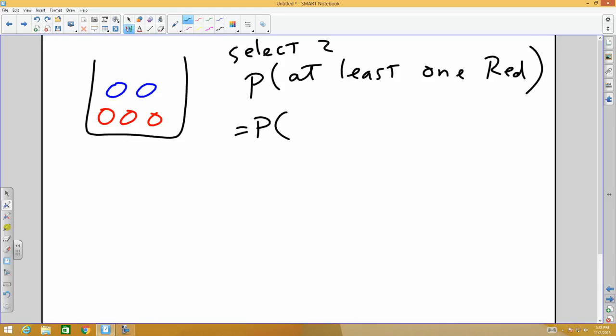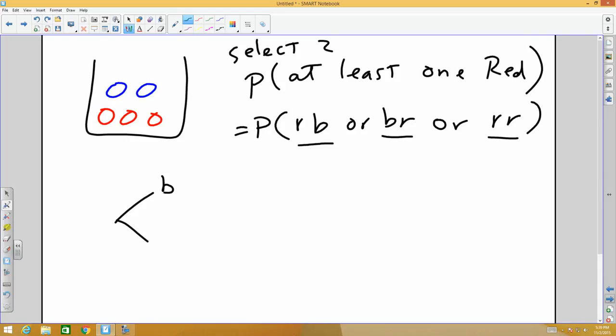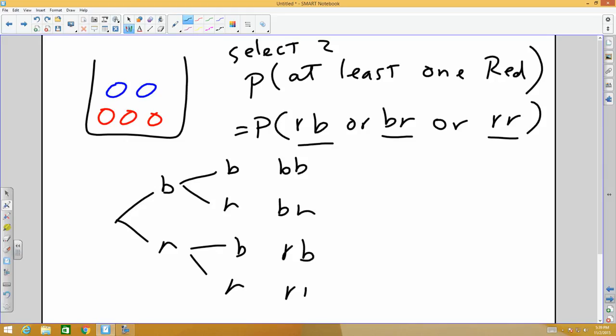What is one red? RB or BR. And 2 means RR. So that means I have 3 outcomes I have to get, and then I have to add their probabilities, because OR means union, which means I get them all together. Does it make sense? So at least one in this case means I have many outcomes. I deleted the tree diagram, but I can just do it again quickly. I need the RR, I need the BR, and I need the RB. Do I need the BB? No, I don't need this. I just need these 3.